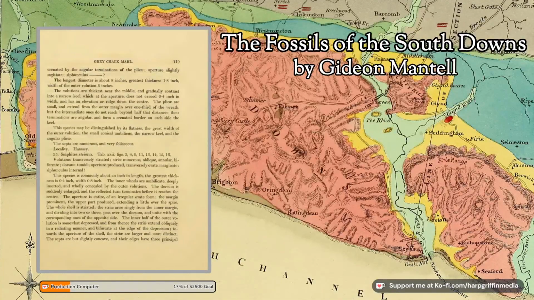This species may be distinguished by its flatness, the great width of the outer volution, the small conical umbilicus, the narrow keel, and the angular plicae. The septa are numerous and very foliaceous. Locality: Hamsey.